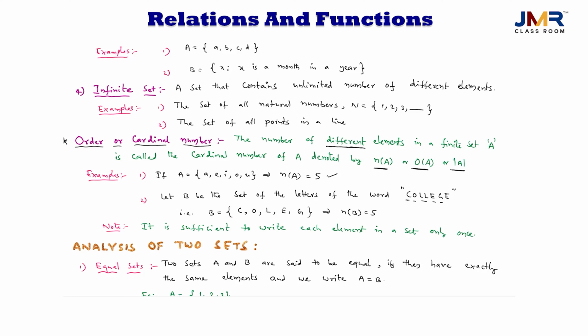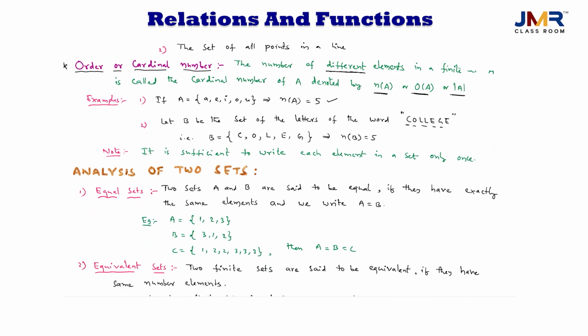So B, actually COLLEGE, total number of letters 7, in which L is repeated twice and E is repeated twice, but the number of different elements only counts as the order or cardinal number. So the number of different elements in the set B equals 5. So the order of set B, or cardinal number of set B, is 5.